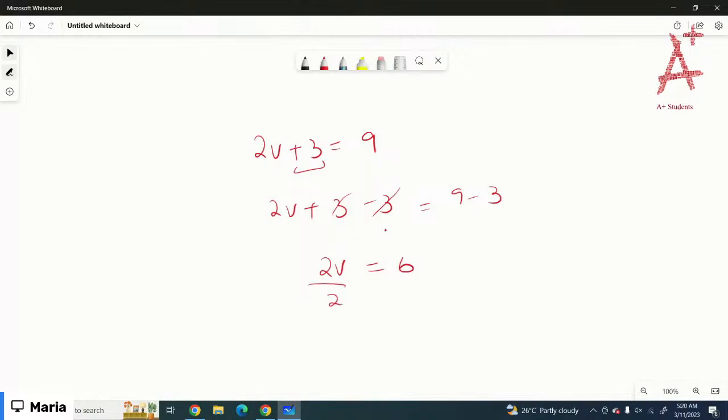So you have to divide both sides by 2. So you're left with v equals 6 divided by 2, which is 3. That means the value of v equals 3. Got it?